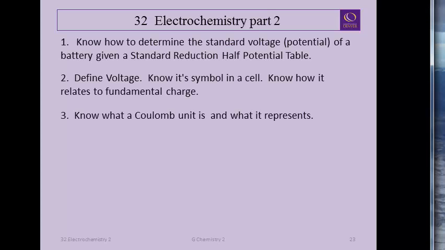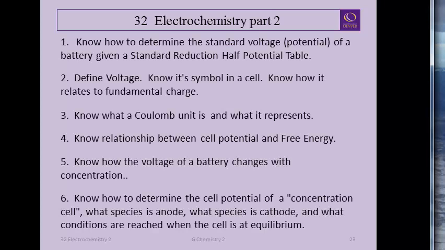So I hope this has helped you with these concepts, that you understand how to actually find the potential of a cell given a half-potential table. I hope you start to appreciate what voltage is about, and we'll move on in subsequent videos to understand things like current and power. I hope you understand how to figure out the free energy at any concentration in a cell, and also how to run a concentration cell and the direction the current moves.